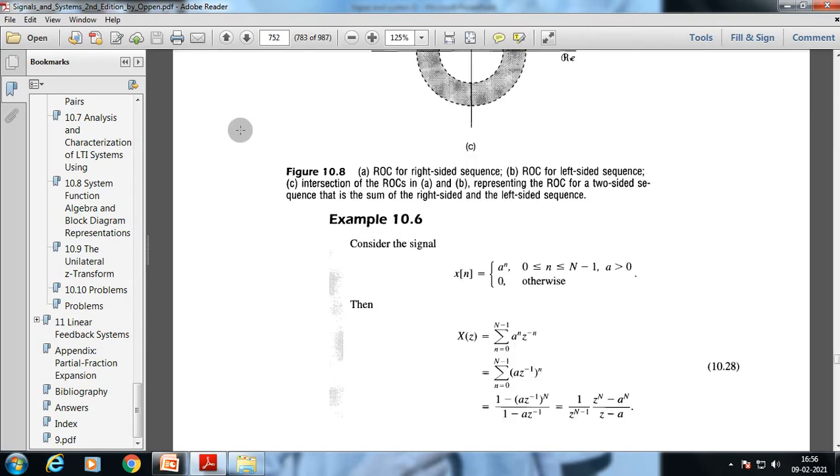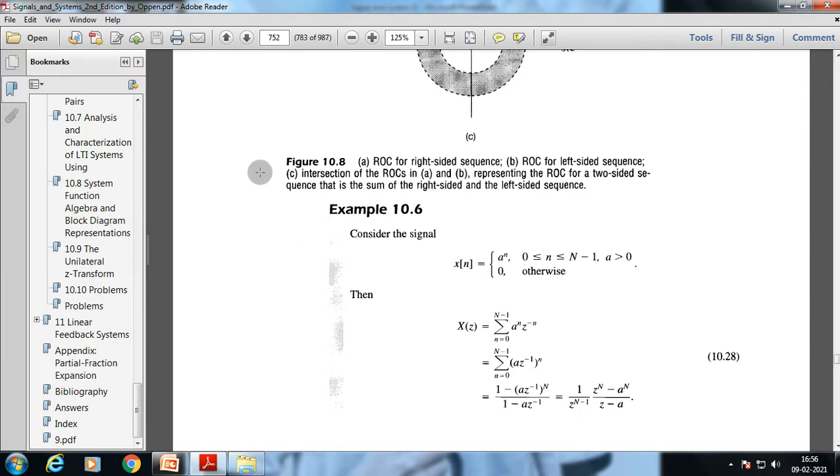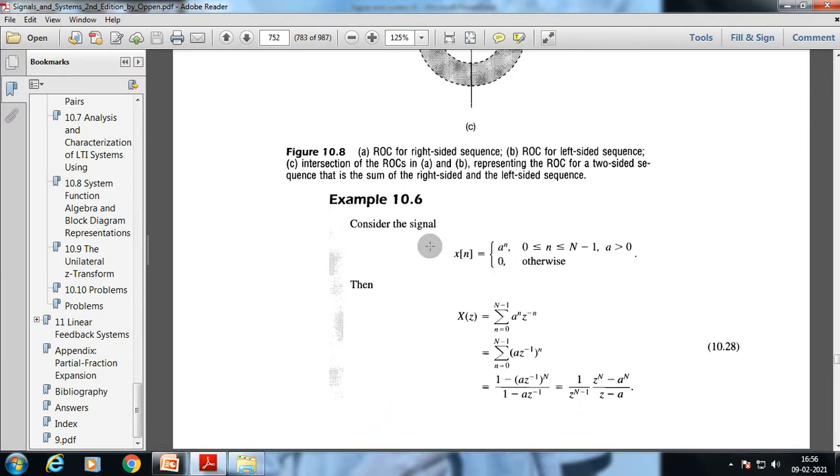Let's go through this example. Consider the signal x of n is equal to alpha to the power n, where the value of small n is in between 0 to capital N minus 1 and a greater than 0, and 0 otherwise.